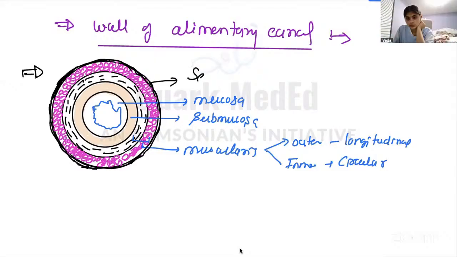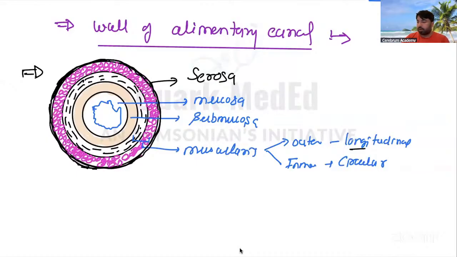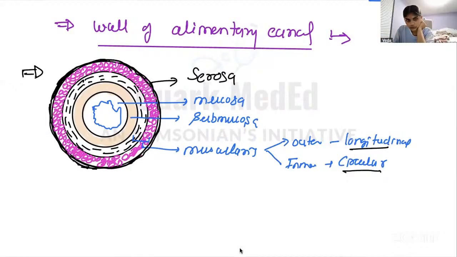Wait, wouldn't the outer be circular and the inner be longitudinal? No. Outer is longitudinal and inner is circular. This is correct. But like the circular ones are on the outside, right? No, circular is inside, outside they're longitudinal.